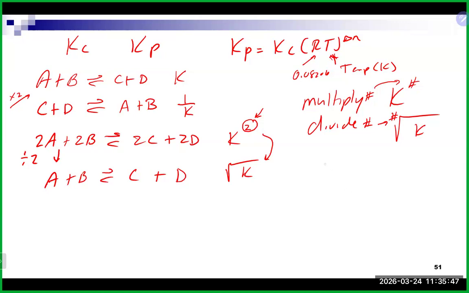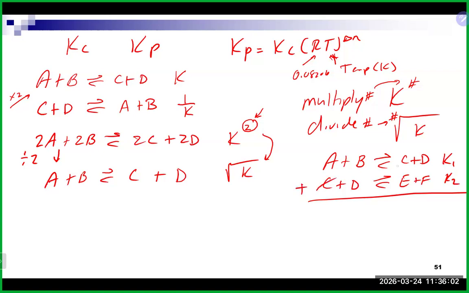Lastly, if you need to add two equations or more together, once again, what that does is, if we were to add these together, our C's would cancel, our D's would cancel, gives us A plus B goes to E plus F. When we do add the equations, we do not add the K values. We actually end up multiplying the K values. So you would multiply the K values together. If you added up three reactions, you'd multiply all three K values together along the way.